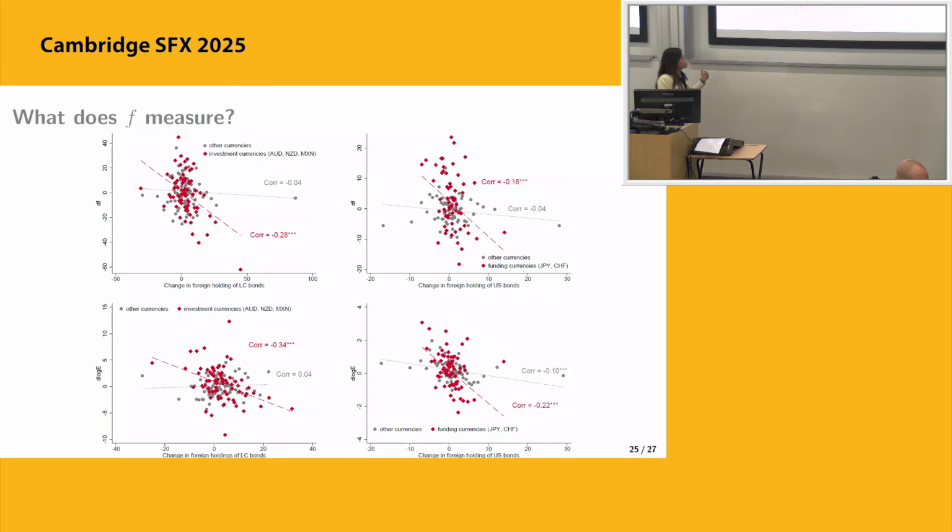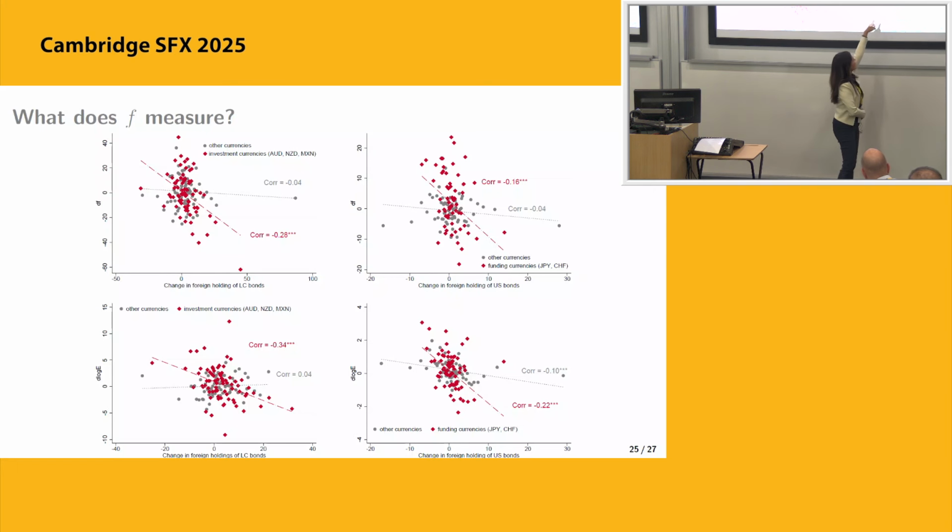So we think that if you have a measure for the investment currencies, this change in F should correlate with foreign holding of local currency bonds. That's the channel that Haunan and Lorena were showing. And we find that indeed it correlates with the change in this position for the investment currencies, but not for others. Because for others, like the yen and the Swiss franc, dollar investors don't invest there. They borrow in those currencies to invest elsewhere. So the correlation passes exactly this discrimination test.